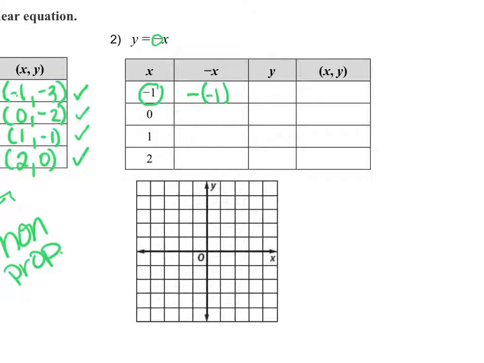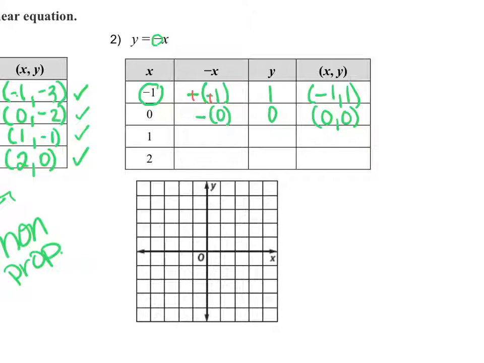So what does a double negative make? Positive. So if I input that, I'm going to get a 1. So what's my point going to be? -1, 1. Good. Okay, so I'm going to do the next one. -0. Can I have a -0? No. So it's just going to be what? 0. So my point here is going to be 0, 0.